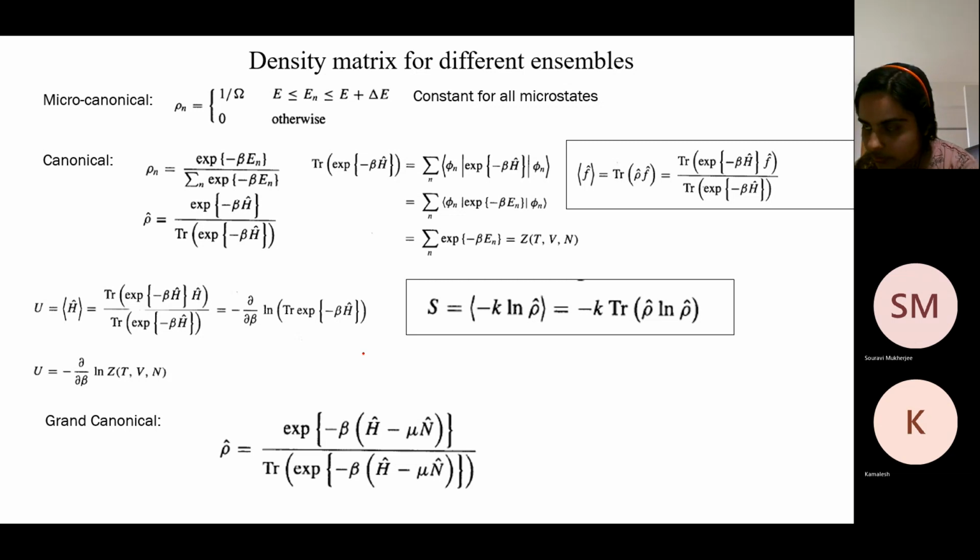Ma'am, with the minus 1. Okay, why minus one? See, it's a density matrix, so it will be a matrix. It won't be a number, first of all. And then from where do you get minus one?